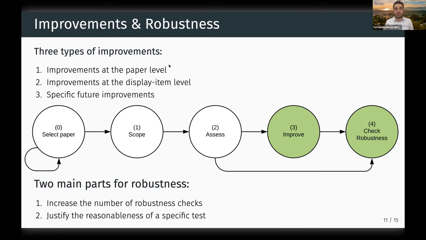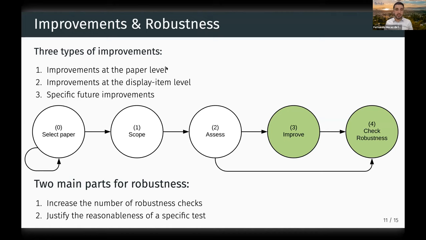So in improvements, the idea is that reproducers could create an improvement at the paper level. They can improve the README file, for example. They could improve the reproducibility behind a specific display item. In doing this exercise, they might also have learned that a good improvement X could be done in the future, but they ran out of time, so they will leave a record as a paper trail for people who come after them.